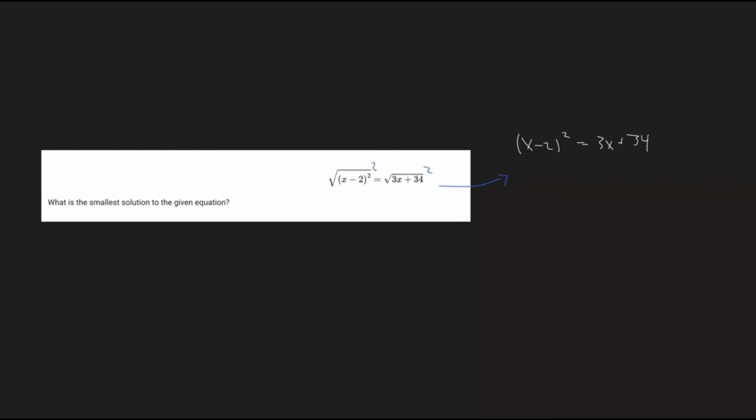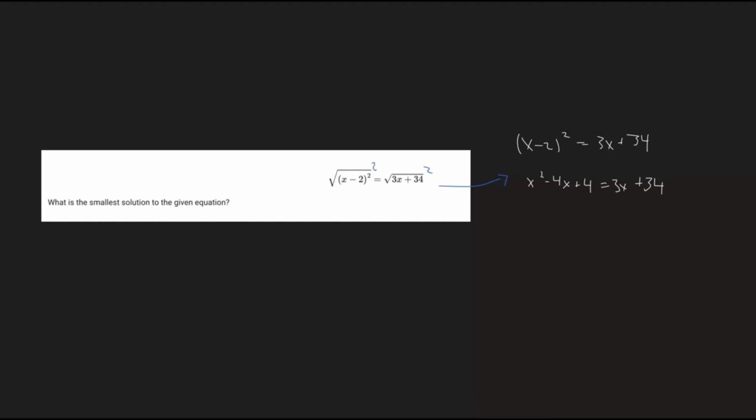And so now we know that x minus 2 squared can be rewritten as x squared minus 4x plus 4. And we can set this equivalent to 3x plus 34. And so now we just want to get everything on one side, because then it's going to become a quadratic equation in which we can just factor and solve for the zeros.